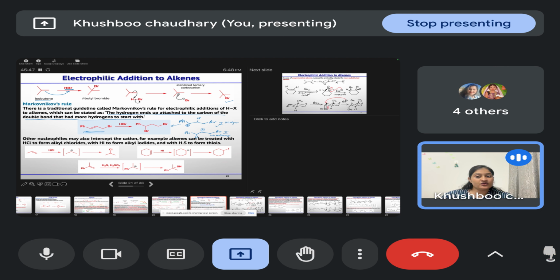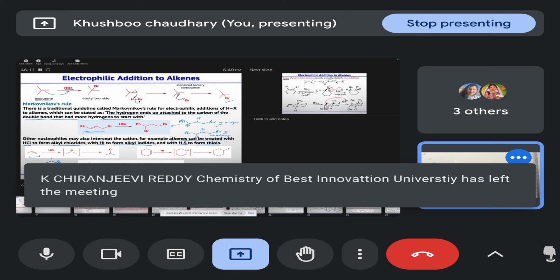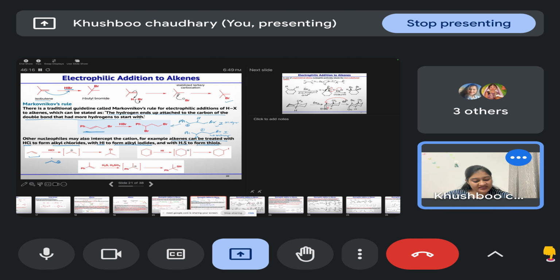Then other nucleophiles may also react with the cations. For example, alkenes can be treated with HCl to form alkyl chlorides, with HI to form alkyl iodides, and H2S to form thiols. So if you have this alkene and you are treating it with HCl, possibility one is a secondary carbocation and another is a primary carbocation. So which one will give you the major product? The secondary carbocation, the more stable carbocation, will give you the major product.